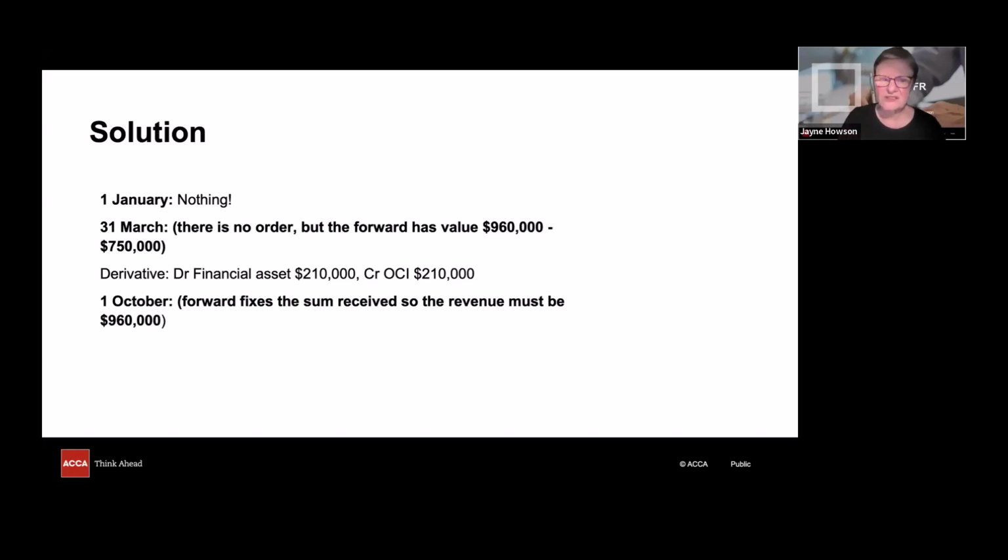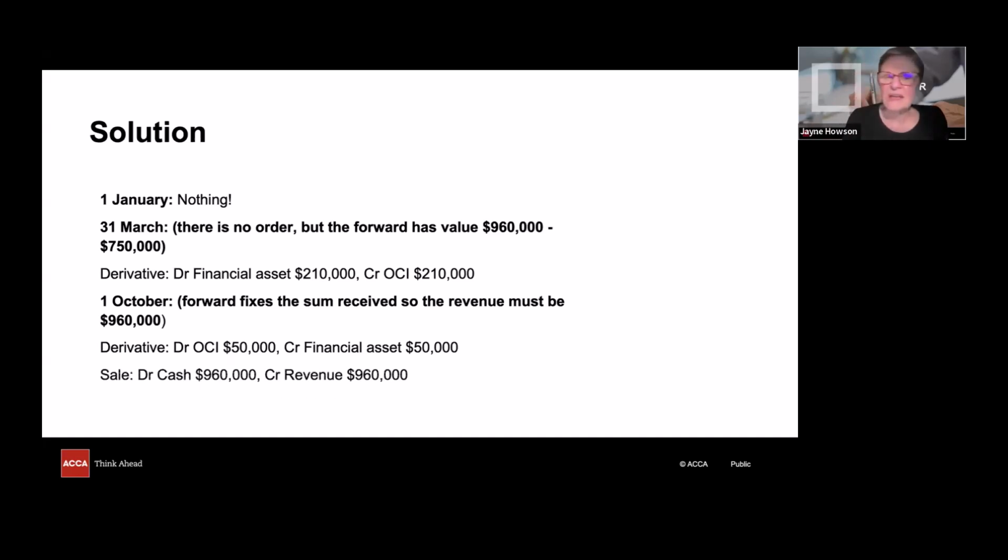So first things first, the exchange rate has moved to 1.50, which means that at the moment, the financial asset has only got a value of 1.2 million divided by 1.5. It's only got a value of 800,000. So actually, what I've got to do is to make sure that this financial asset drops from 960 down to 800. So I'm going to take off 160. And to do that, I'm just going to reverse a little bit of the transaction. I'm going to put a debit through OCI and I'm going to credit the financial asset. So I'm bringing the asset down to 800.